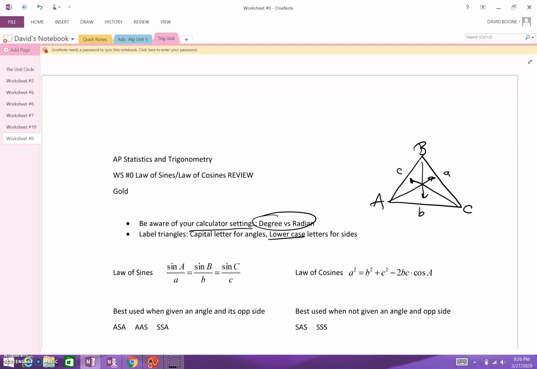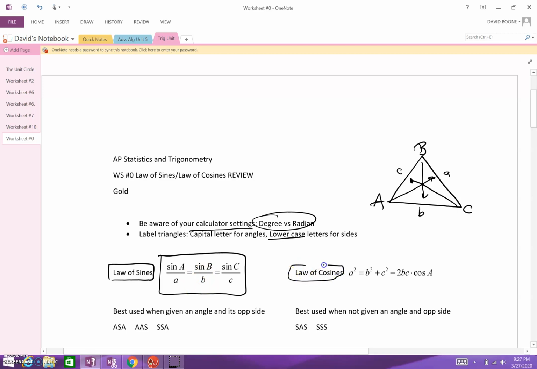Then we'll just have the two different laws written for you. Here's the law of sines. The law of sines is this set of ratios. Again, we generally only use 2 at a time rather than 3, but what we're doing is saying that the sine of an angle divided by its opposite side is the same ratio as the sine of another angle to its opposite side. Law of cosines, so we've got this one over here.